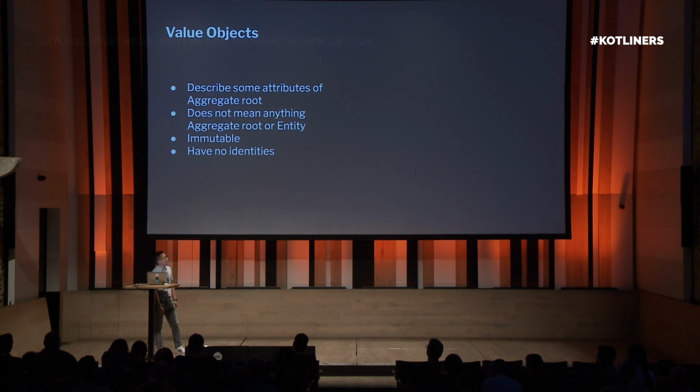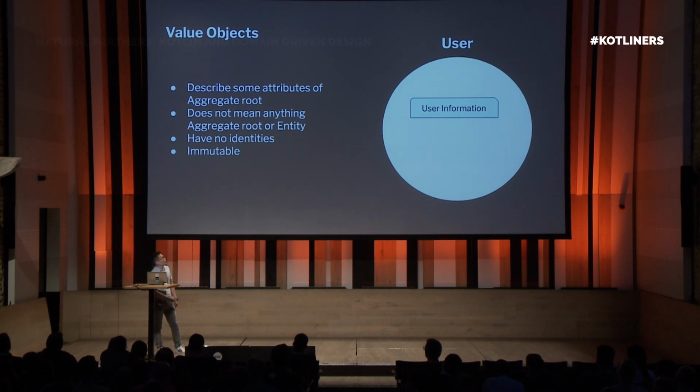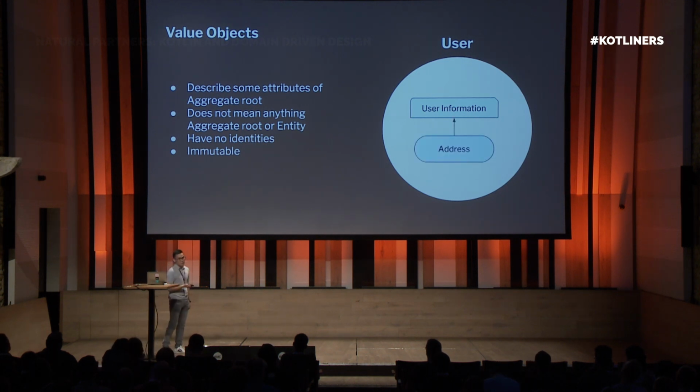As an example again, we're going to have the user aggregate root, it will have a user information entity in it, and we're going to have the address. So what is address? We are not going to have an address ID or something like this because we don't need that. It's part of the user information entity which doesn't give us information about anything outside, so it doesn't have its own identity, but you can point to it from the entity itself, and treat it as a value.